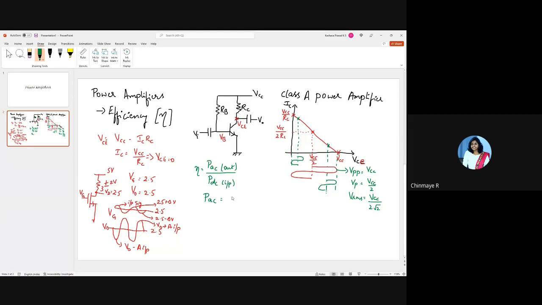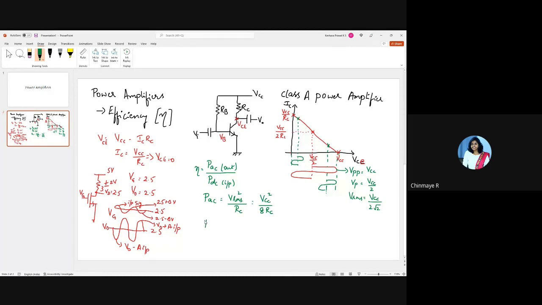So with this I can write PAC is equal to VRMS squared divided by RC. This is how you calculated AC output power even in lab, right? So PAC is equal to VRMS squared by RC, which is VCC squared by 8 RC. I mean, you substitute for VRMS from here, right?